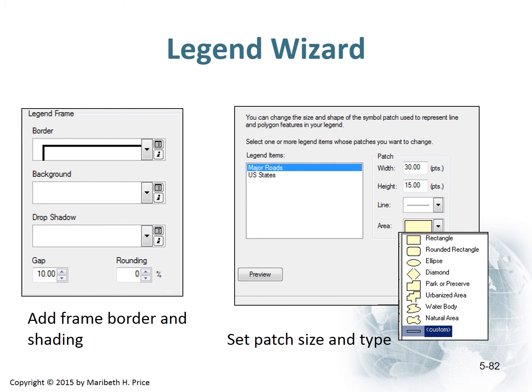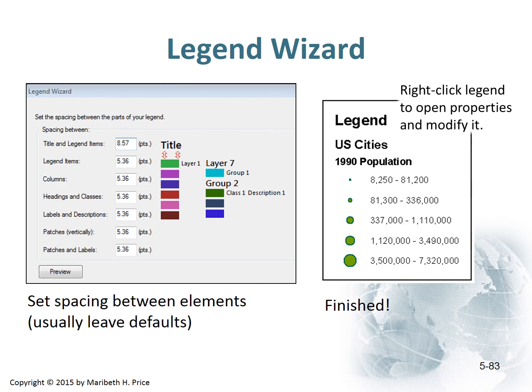You can also, in the legend wizard, adjust a lot of things like the borders, the backgrounds, drop shadows, the gap, the rounding, and all these different things, and that'll help set up your legend. And set space between elements, usually leave it as the defaults, but you can adjust this if you see that it puts too much space or not enough, then by all means go in there and change that spacing.